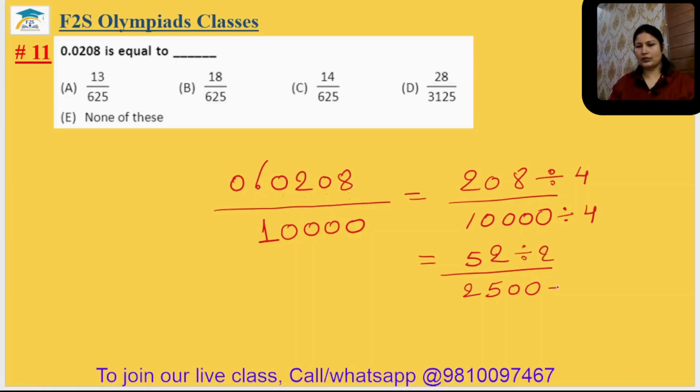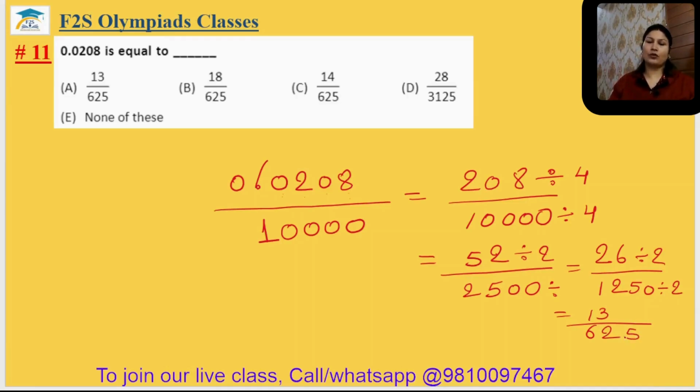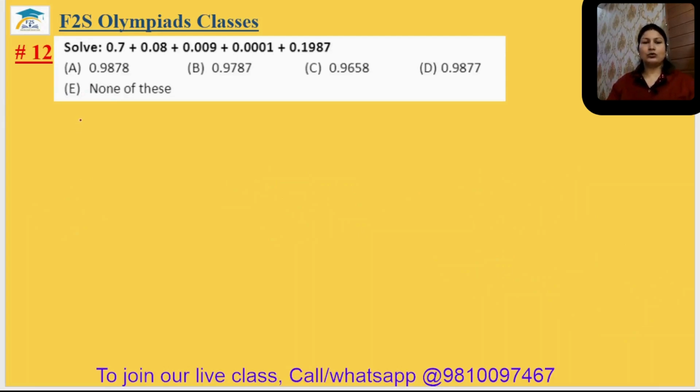एक बार और 2 से कर लेते हैं. So 2 26s are 52, 2 1250s are 2500. अगेन 2 से हो जाएगा ये. अब 2 से करो. 2 13s are 26, 2 625s are 1250. 13 by 625. Now it cannot be reduced more. It is available in option A. The 11th answer is option A. Okay. Come to the 12th.